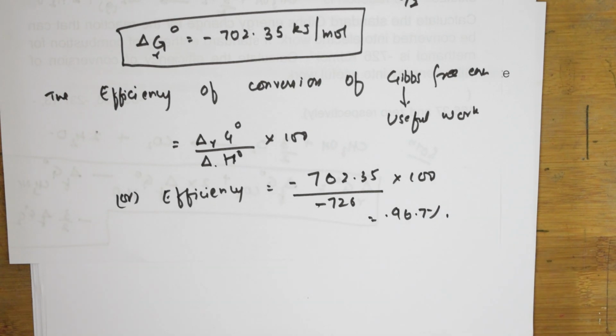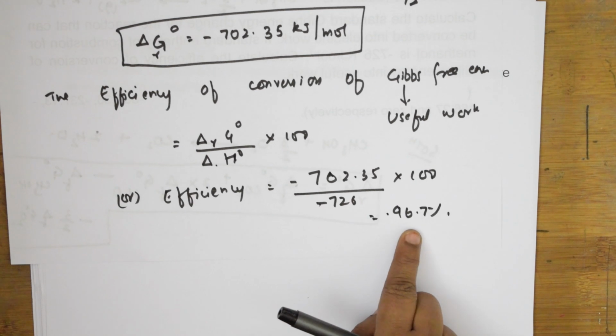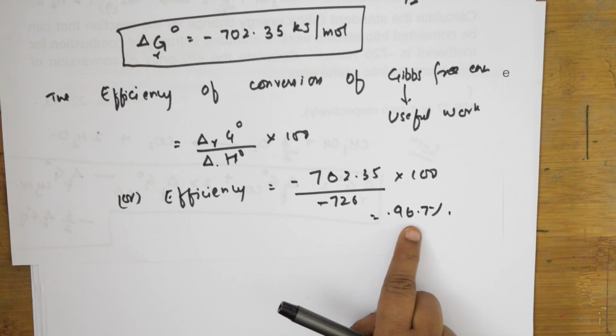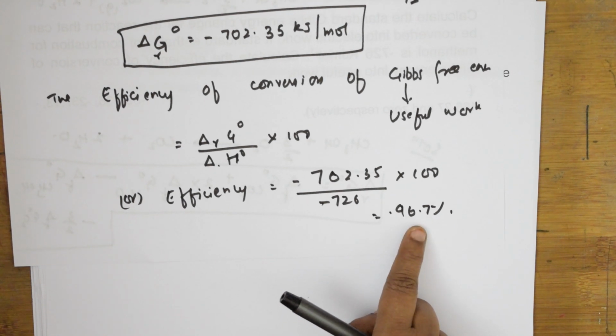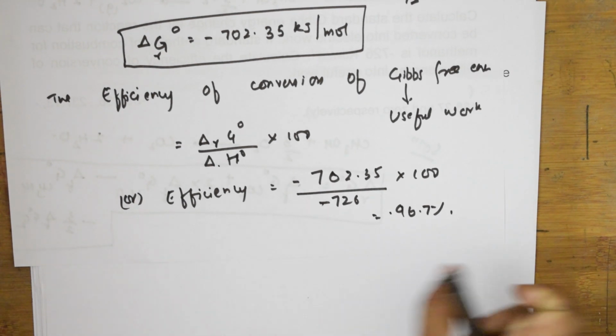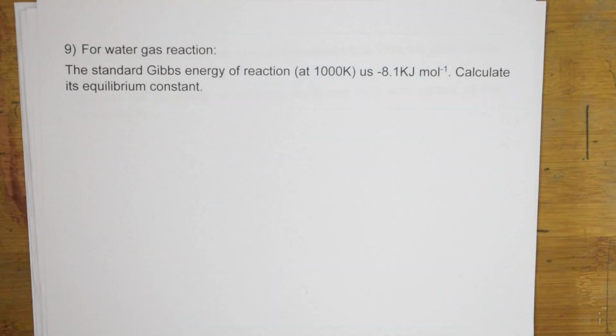96.7%. That means, what is the conclusion? 96.7% of Gibbs free energy can be converted into useful work. So you should write, therefore 96.7% of Gibbs free energy can be converted into useful work. That's it. Let's read the 9th question.